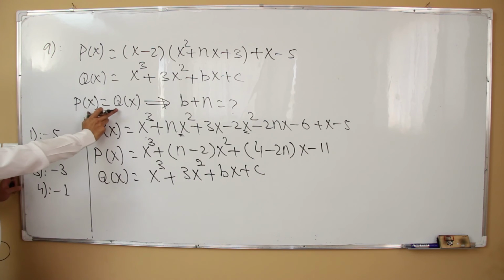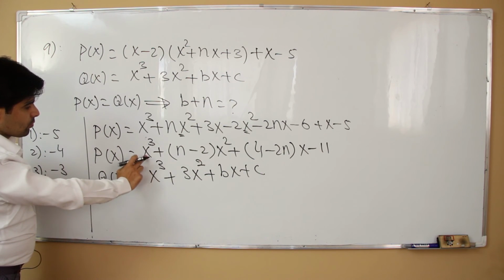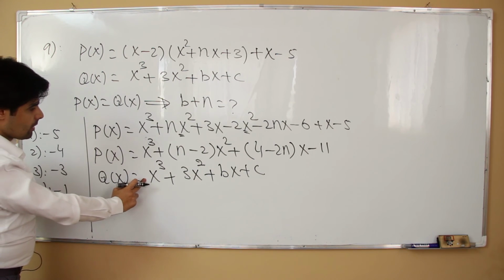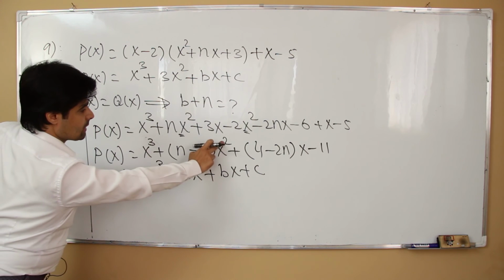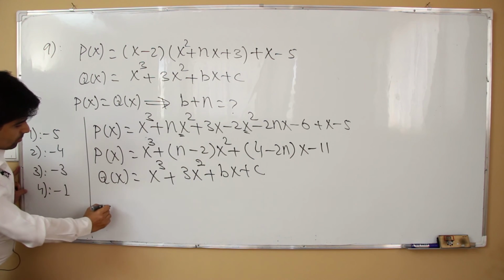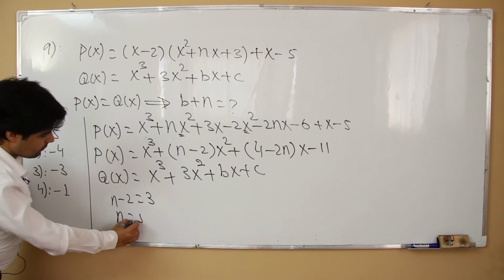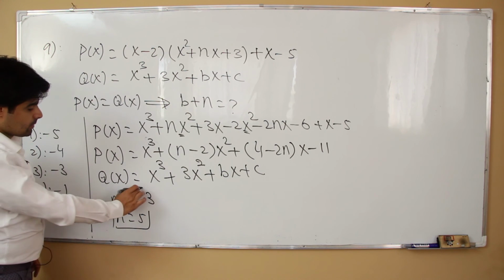Now they are equal. If they are equal, the x³ coefficients are equal. Yes, they are equal. The x² coefficient is plus 3. In P(x), x² is n minus 2. So n minus 2 should be 3. n is 5. Am I right? Yes.